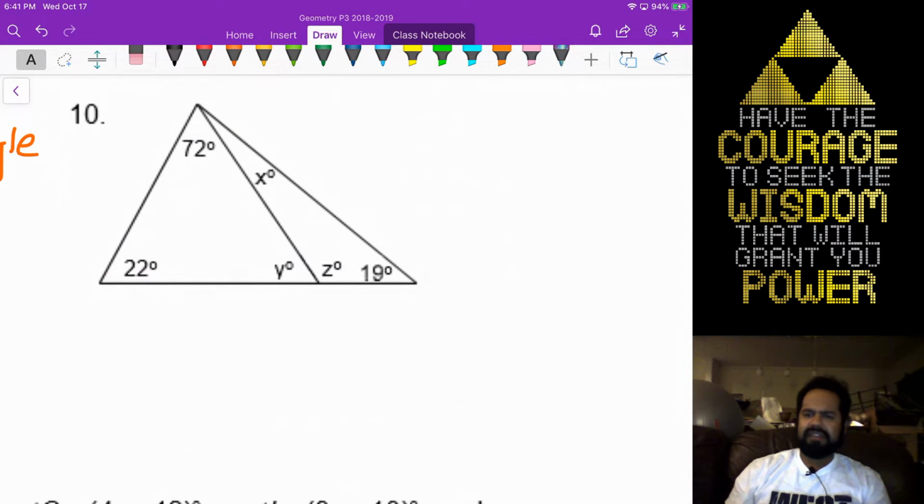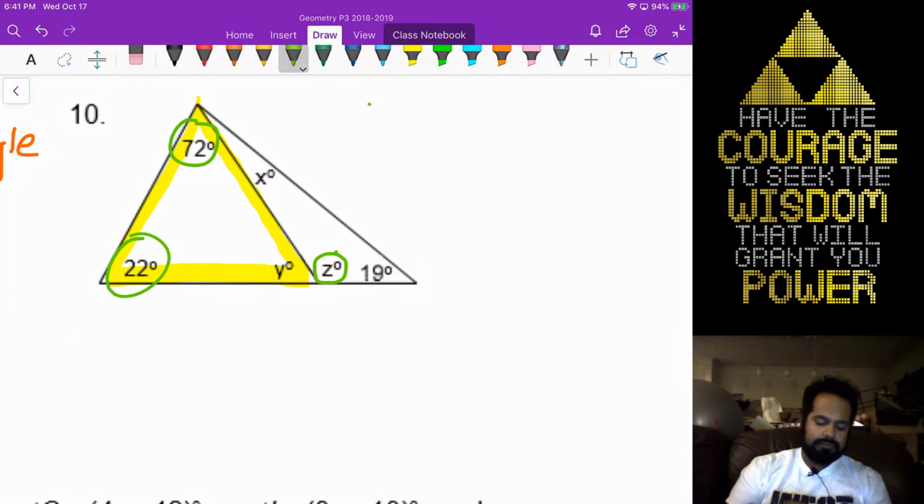Number 10 is kind of going back to those same types of triangles that we did in class with the exterior angle theorem, but we're still going to need to make sure that we remember how to do that. So I'm looking at this and I'm saying, hey, I know how to find angle z without doing any crazy work. Because again, z is outside of this triangle here. And the remote angles to z would be 72 and 22 respectively. So we can just say z is equal to 72 plus 22.